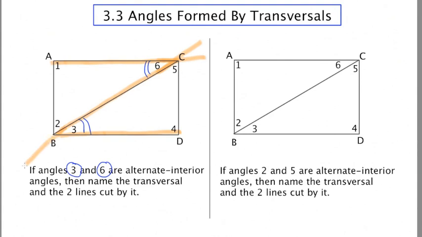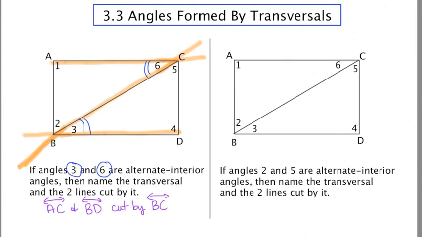So I'm going to extend this and extend this. That wasn't the best line, but now it kind of looks like a lot of the diagrams on the other page. So hopefully it's just jumping off the page at you. What are the two lines? So I think it's going to be line AC and line BD cut by line BC. So BC is the transversal.